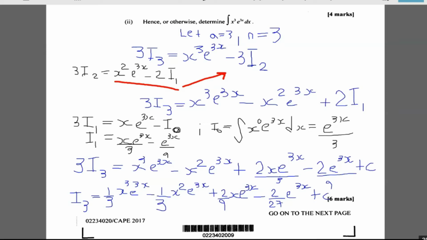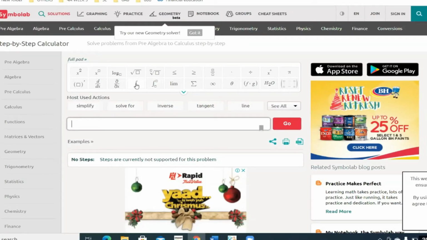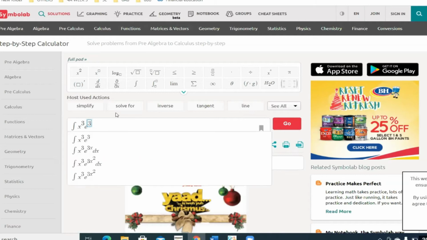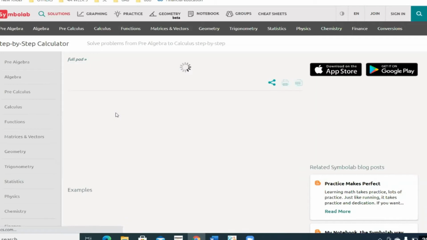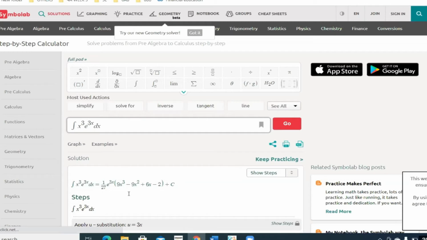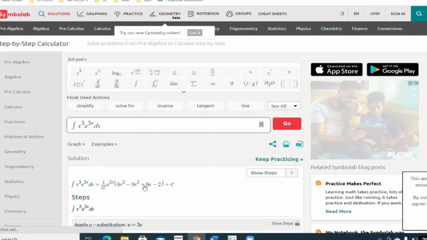So we're going to check with Symbolab to see if the integral of x cubed times e raised to the ax, in this case e to the 3x, dx, gives us all that long stuff that we got. So let's see. All right, so here it is. It's 1 over 27 e to the 3x times 9x cubed minus 9x squared plus 6x minus 2. So we're pretty much good.